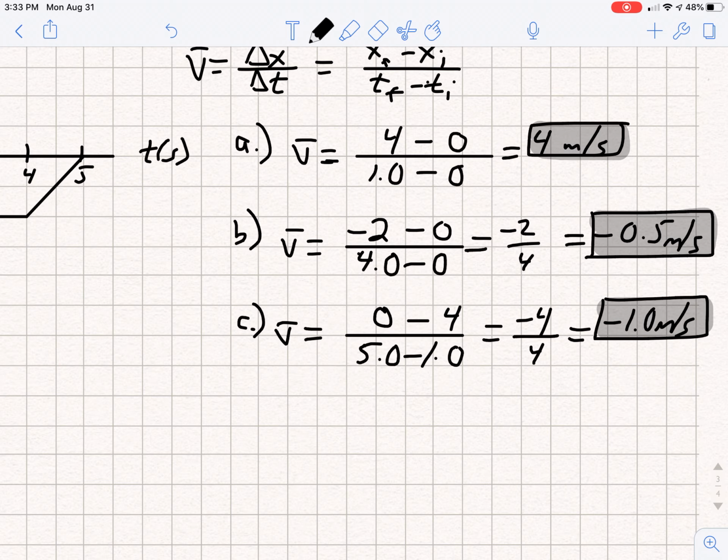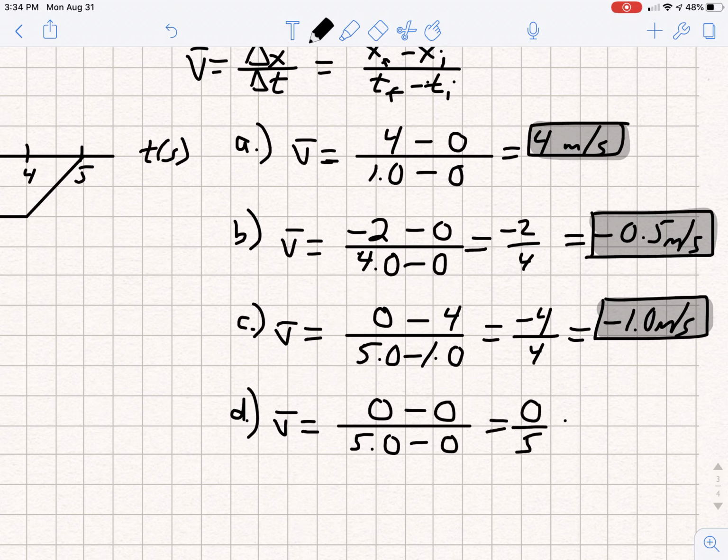And letter D, we have an interval from 0 to 5 seconds. So 5 seconds minus 0. At 5 seconds, we are at a position of 0 meters. And at 0 seconds, we are at a position of 0 meters, meaning the tennis player has returned to the place she started, which means there is no change in position and thus no displacement. So 0 divided by 5 gives us 0 average velocity.